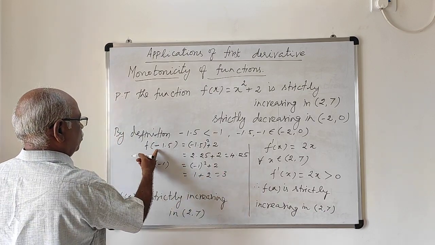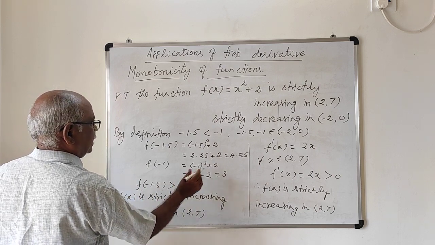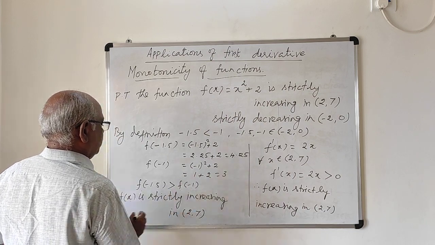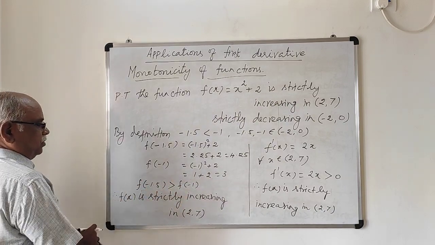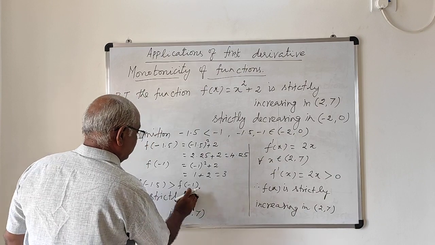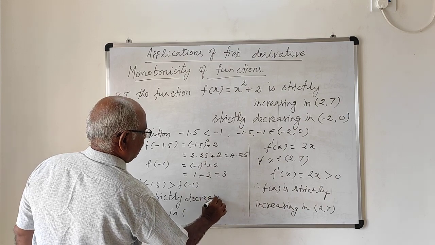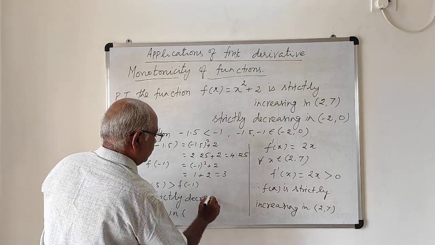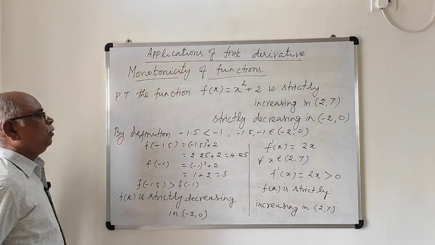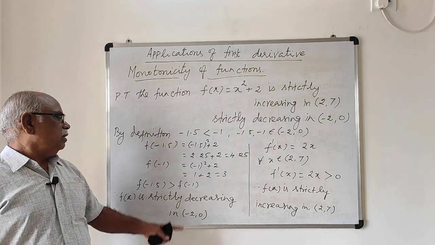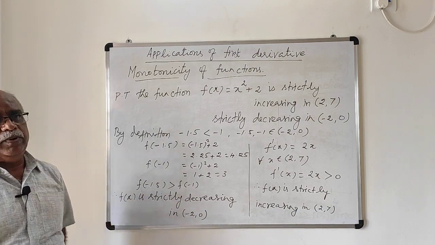Therefore, f of minus 1.5 is greater than f of minus 1. For any x1 less than x2, f of x1 is greater than f of x2. If that is the case, f of x is strictly decreasing in the interval minus 2, 0. By considering 2 points in the interval, x1 less than x2, f of x1 is greater than f of x2, therefore f of x is strictly decreasing in the interval minus 2, 0.